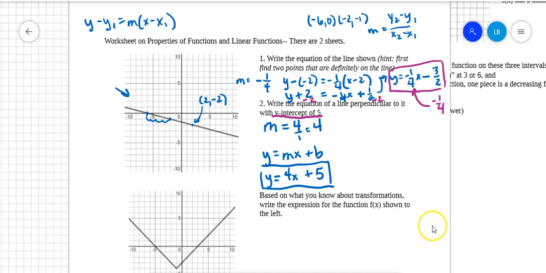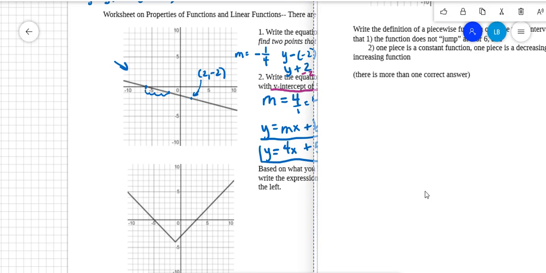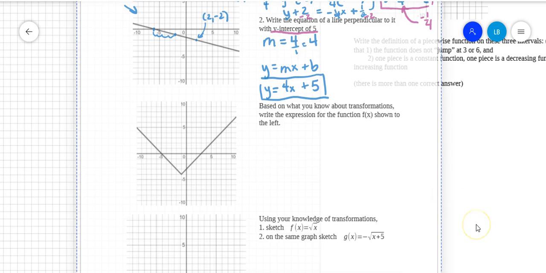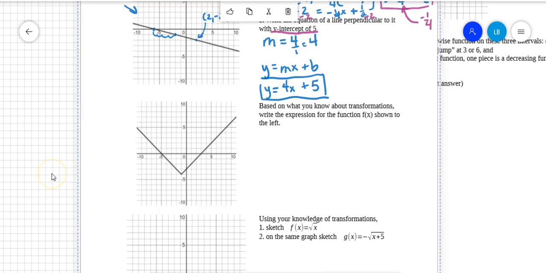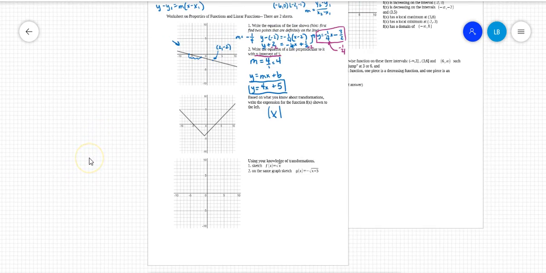If I look at my next graph, I can tell it's an absolute value. If I've paid attention to what my different graphs look like, I'll take this and move it up. There we go. So I know it's based on an absolute value. I'm having a little trouble with the scrolling with the PDF in here.